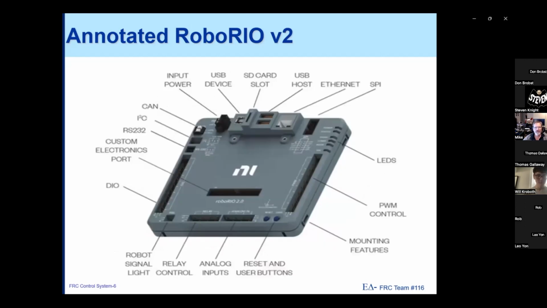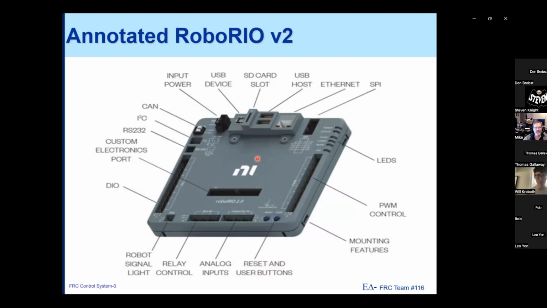Here we see the RoboRio version 2. This is the latest and greatest version of the RoboRio. It is essentially identical to the original version of the RoboRio with the exception of a couple of things. First of all, it adds an SD card slot here. So rather than booting off of the local firmware inside of the RoboRio like the version 1, this boots from the SD card.